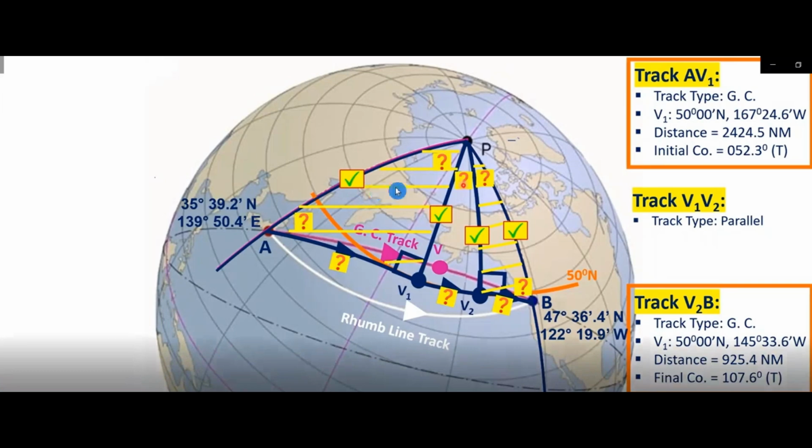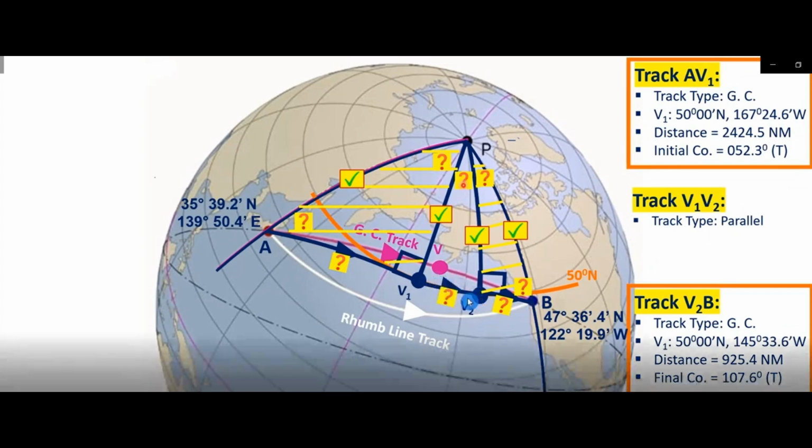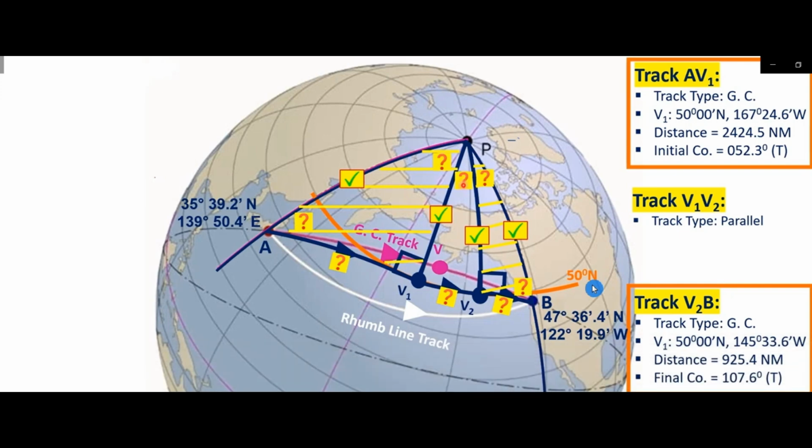Now further, beta, what is remaining for us to find is the distance V1, V2. Now V1, V2 is a parallel track. So distance on the parallel track is basically the departure. Now departure can be calculated if we know the D long between V1 and V2. Latitude is already known to us. So we can apply the parallel sailing formula. Departure is equal to D long into cos of M lat.